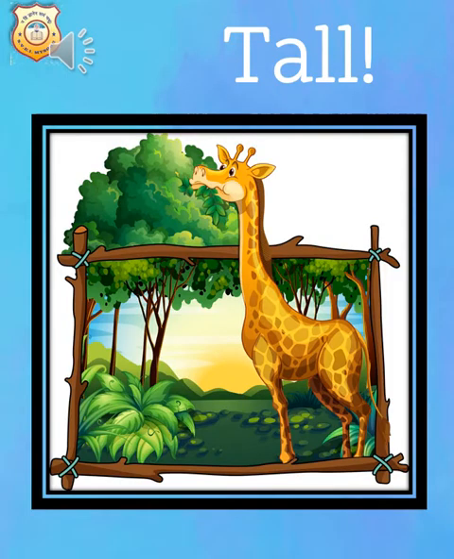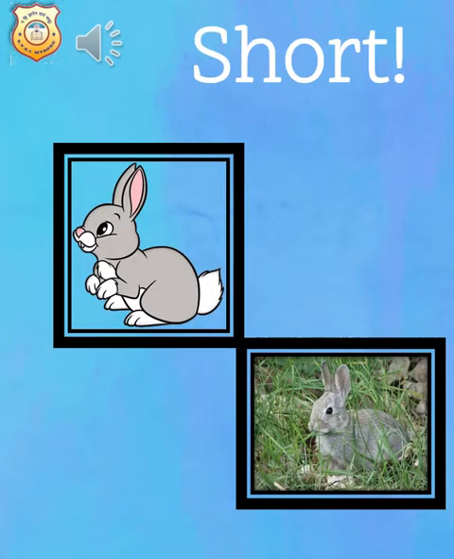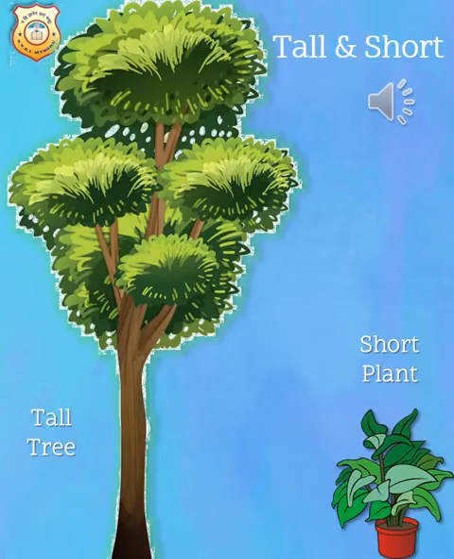Here we see a tall giraffe. Now you see a short rabbit. Here we see another example, a tall tree and a short plant.